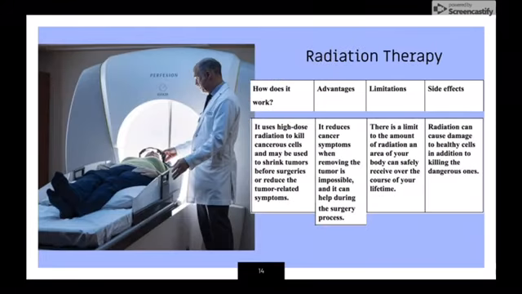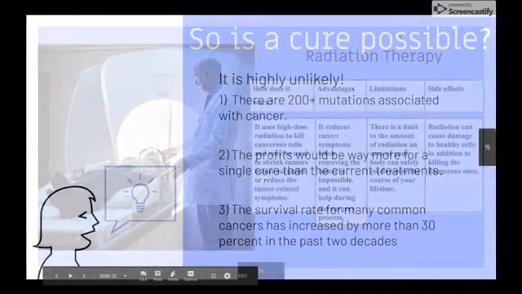The last one I'm going to talk about is radiation therapy. And it uses high dose radiation to kill cancerous cells and may be used to shrink tumors before surgeries or reduce the tumor related symptoms. It reduces cancer symptoms when removing the tumor is impossible, and it can help during the surgery process, but it's limited because there is a certain amount of radiation that you could get without being unsafe. Radiation can cause damage to healthy cells in addition to killing the dangerous ones.